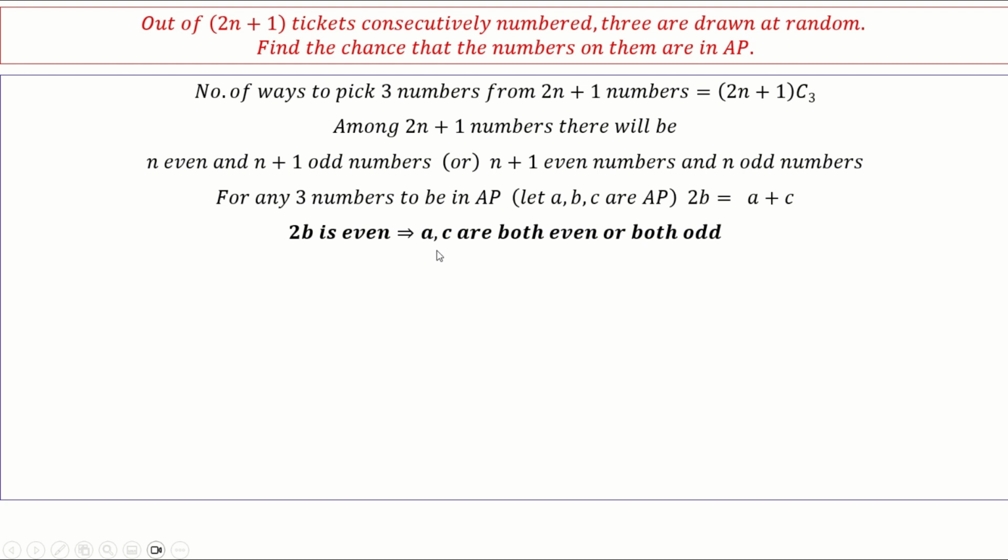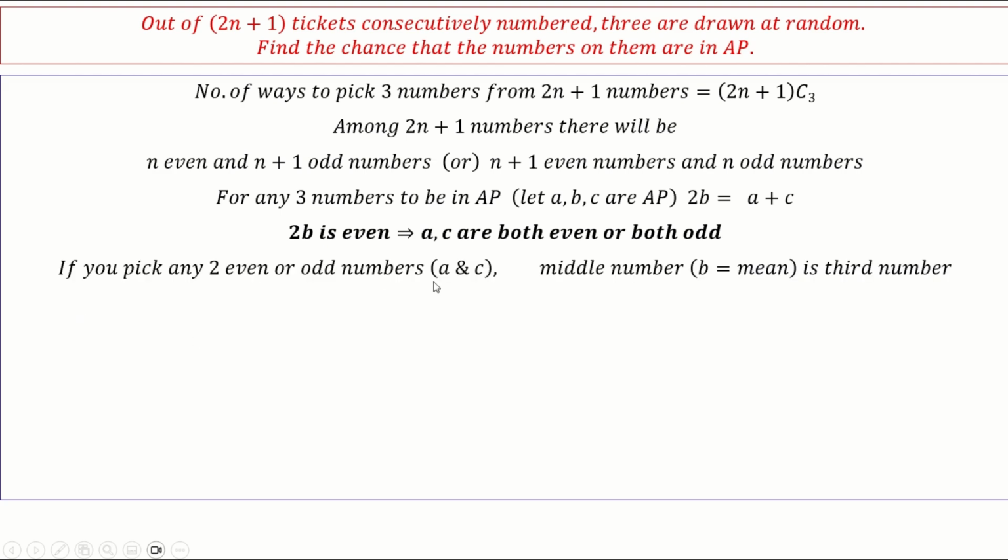So the only thing you can pick is A comma C, both of them either even or odd. And once you pick these two, B is a fixed number. B is the middle point of those, right? So there is no option for B. B has to be (A plus C) by 2. So if you pick any two numbers, the middle number is the third number. That's it. So B doesn't have any option.